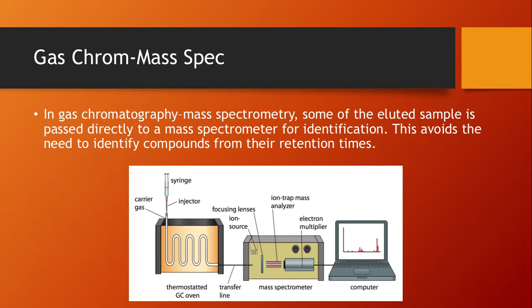So once it goes through the gas chromatography machine, as we can see on our picture all the way to the left, some of the sample is then passed directly to the mass spectrometer for identification. So this avoids the need to identify compounds from their retention time. So it's used in combination, the gas chromatography and the mass spectrometry, to get a readout of the sample that was injected at the beginning.